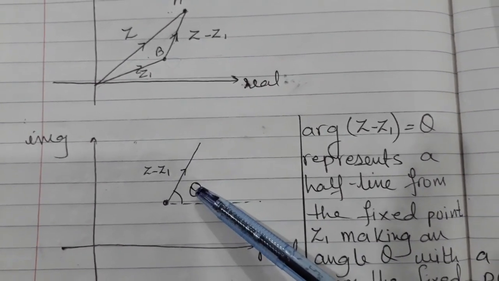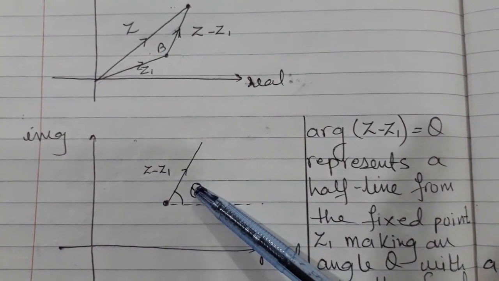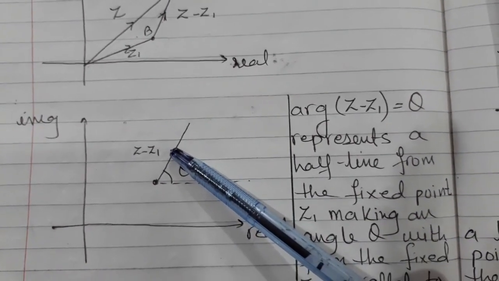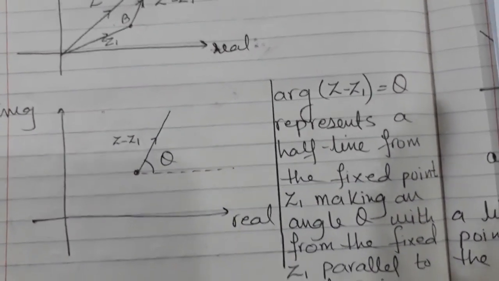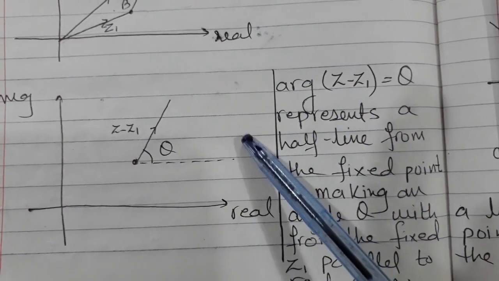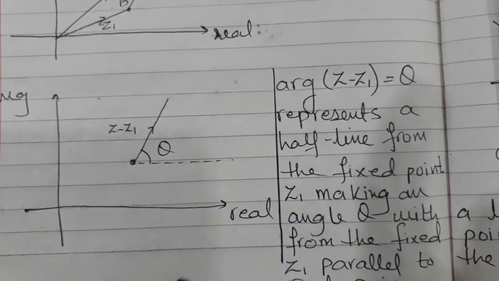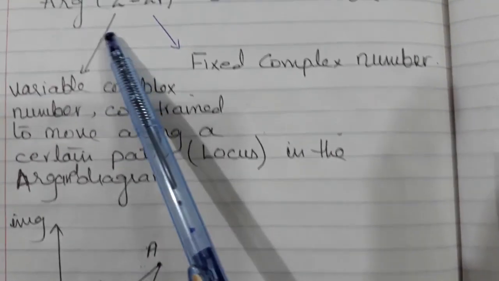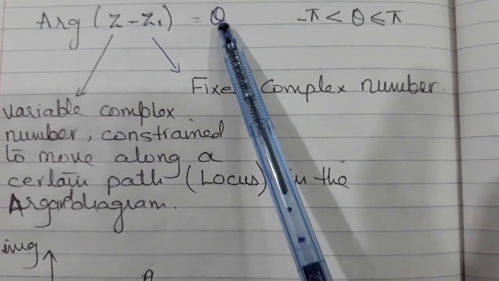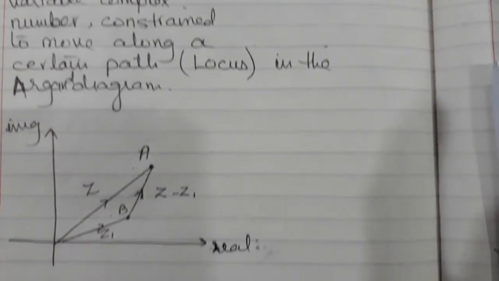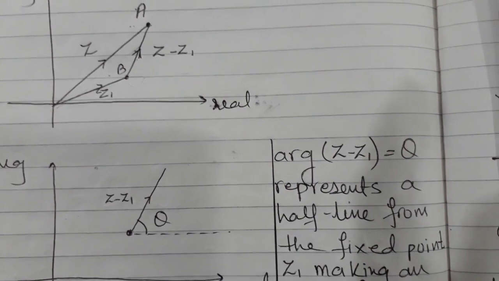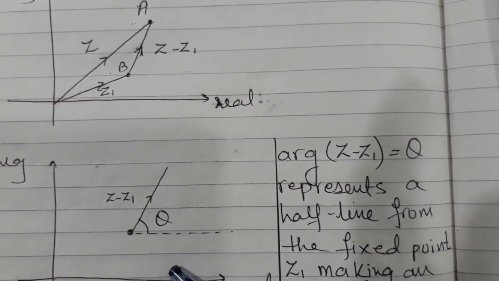Now theta is representing any angle. For example, it is pi by 3. So plus pi by 3 is in this direction. We have learned from trigonometry that a positive angle means counterclockwise, and a negative angle means clockwise. If I have here, for example, argument of z minus z1 equals minus pi by 3, then I will draw the line here, and this will be my minus pi by 3.